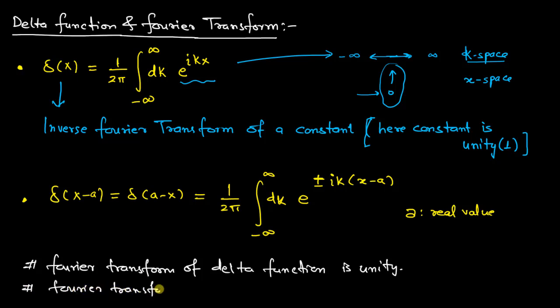And one other important point, this is not related with the delta function, but since I mentioned Fourier transform, let me just tell you: the Fourier transform of a Gaussian function is a Gaussian function.